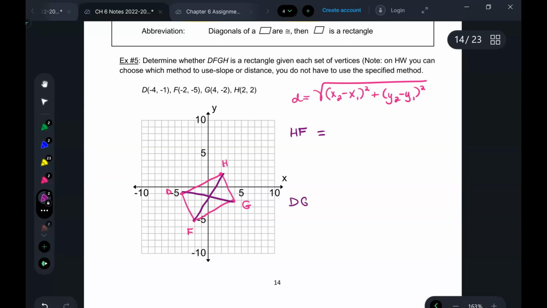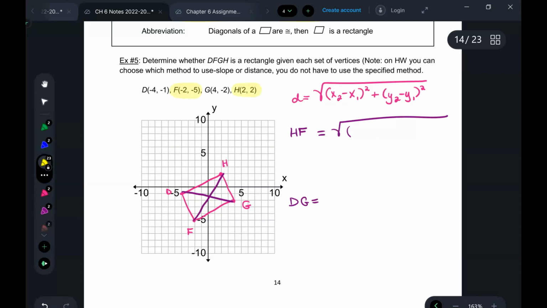So it has to be the reciprocal. Oh no, I'm doing DF. And then DG. Is that fine? Well, you have to do slope. Oh, you have to find the diagonal. Wait, but I'm finding the diagonals. That's why I'm using this one. Oh, okay.